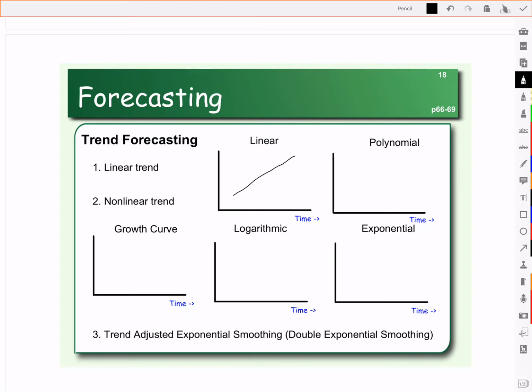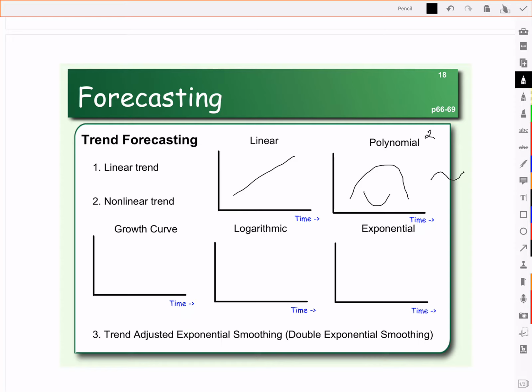We also have trends that are more polynomial in shape, and polynomials can be of different degrees. So a polynomial of degree 2 looks like this. A polynomial of degree 3 looks like that. A polynomial of degree 4 has another turn. So you might have a polynomial shape that you find in your data. Does it go up and then down? It's a polynomial of degree 2. If it goes up, then down, then up again, it's a polynomial of degree 3.